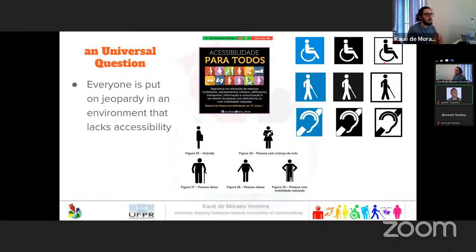Okay, so accessibility is a universal question. Everyone is put in jeopardy in a new environment that lacks accessibility, and it's not only for permanent disabilities or conditions, but also, for example, a person that is carrying a child will be facing problems in the absence of accessibility, like a pregnant woman, or someone that is a temporary user of a wheelchair, or even someone with a stroller.